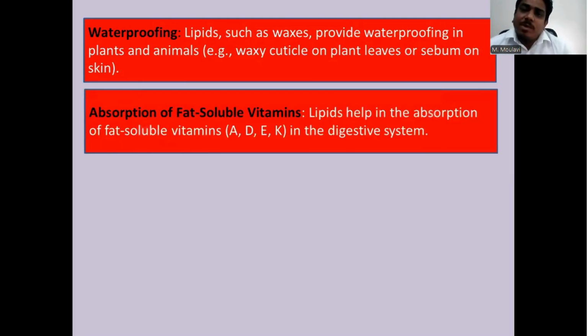Absorption of fat soluble vitamins. There are different vitamins. These vitamins are classified as water soluble vitamins and fat soluble vitamins. The fat soluble vitamins are vitamins A, D, E, and K, and these are absorbed with the help of lipids. So in this way, lipids perform a very important role in the absorption of fat soluble vitamins in the digestive system.